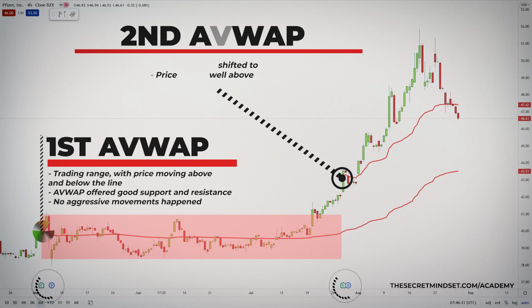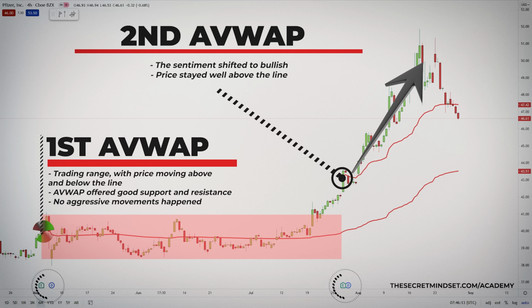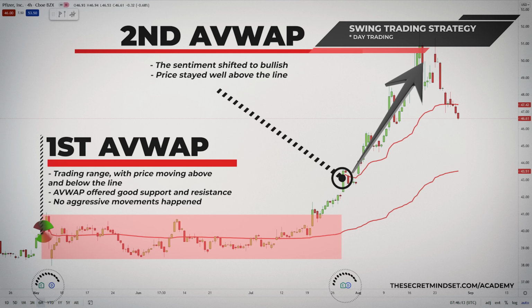After the second earnings report, the sentiment shifted to bullish. Price stayed well above the line. This technique is useful mainly for swing trading, but you could also use it for day trading when the price is near the anchored VWAP line.